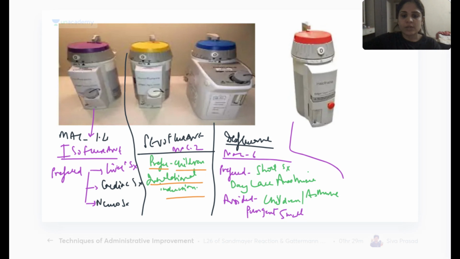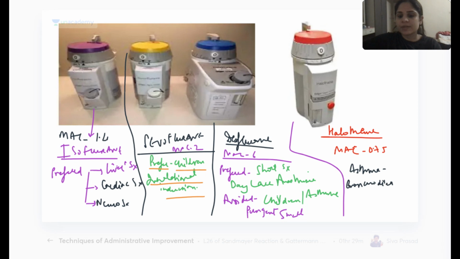Alright. Now, what is this last agent, red colored agent that you can see over here? Yes, this is halothane. Okay. Now, what is the MAC of halothane? MAC is 0.75. So halothane is preferred in which patients? Halothane is preferred in asthma. Very good. Why? Because it causes bronchodilation.